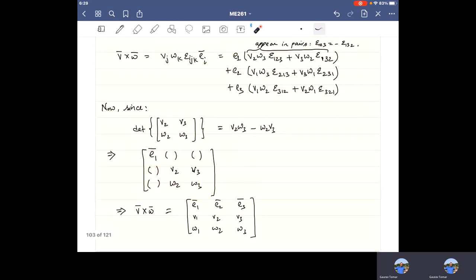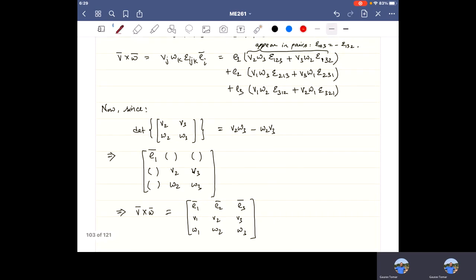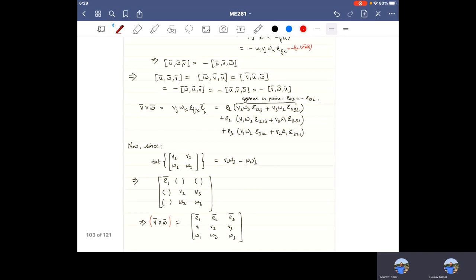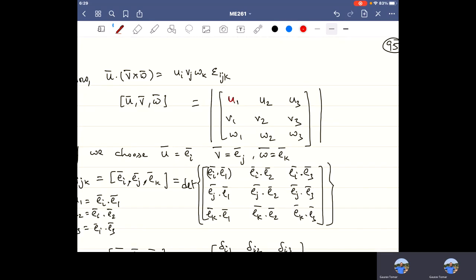So essentially, this means that we can write V cross W in matrix form as E1, E2, E3, V1, V2, V3, and W1, W2, W3 arranged in this fashion. When you take the dot product with U, what you do is essentially replace E1, E2, E3 with the values U1, U2, U3. So this quantity U dot V cross W becomes the determinant of this matrix U1, U2, U3, V1, V2, V3, and W1, W2, W3. The vectors U, V, W are put as rows of the matrix. So that determinant gives you this quantity.